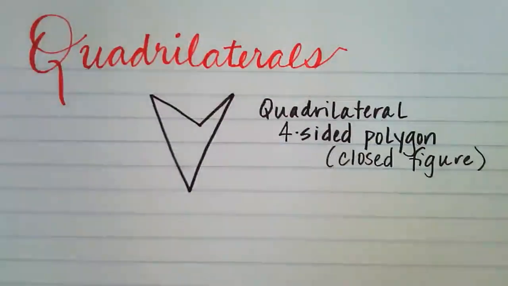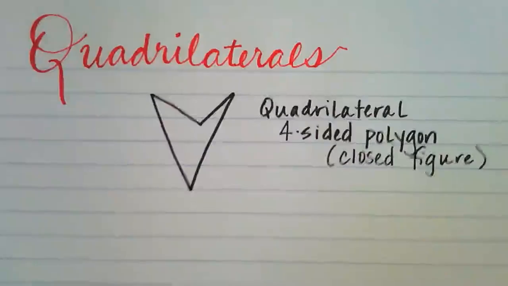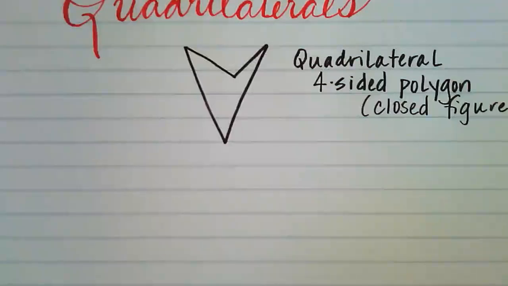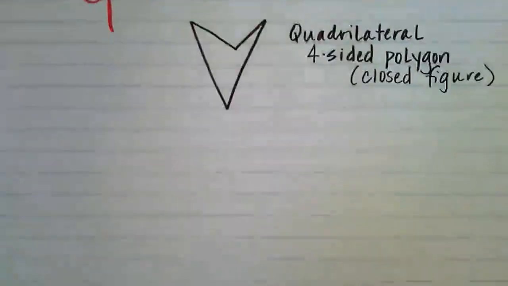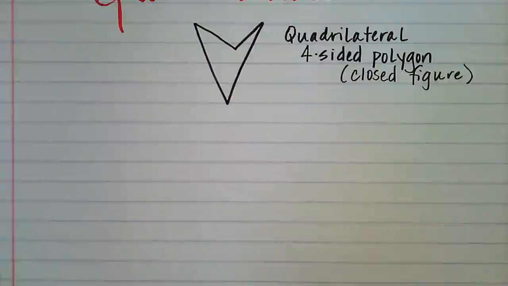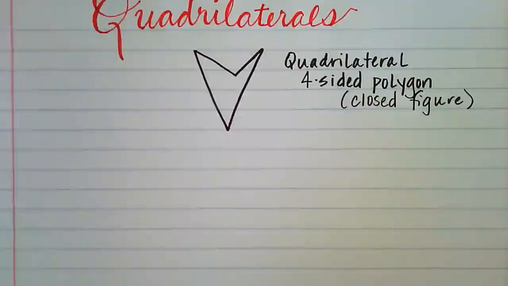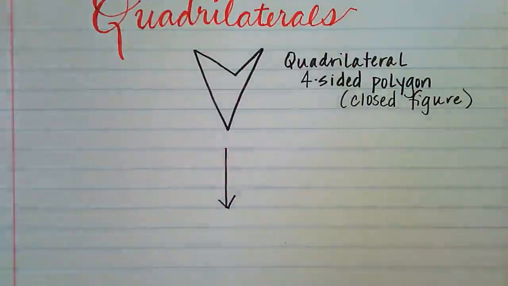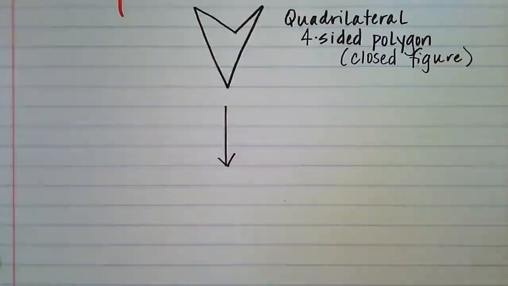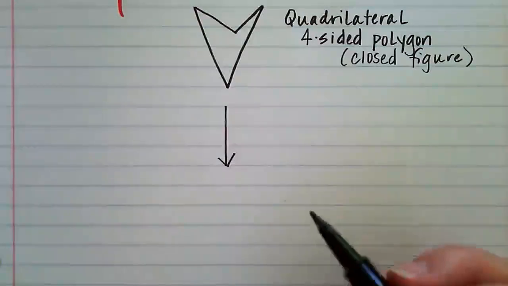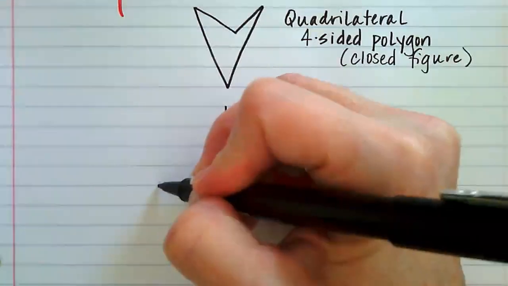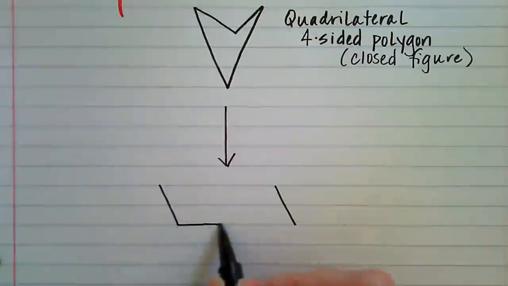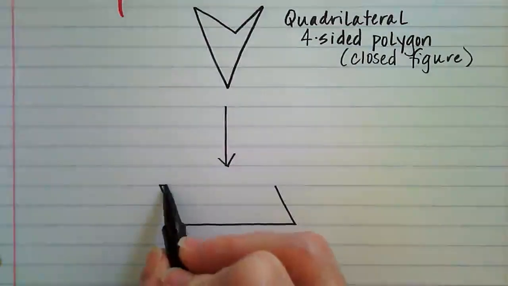But then we have specific quadrilaterals. So we are going to go with the ones that are most common first, and then we'll come back up to the top and talk about some others that are not as well known. All right, so the most common ones, I'm going to go down this way. First up is a parallelogram. So I am going to draw this like this. We'll see how good I can make it.